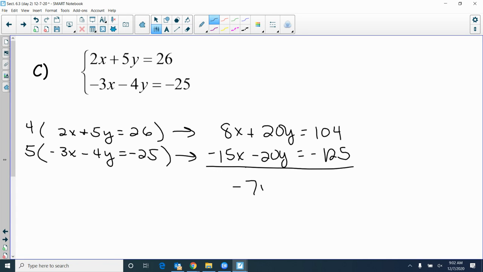I get a negative 7x. Those add up to 0. And what do I get there? Negative 21. Divide by negative 7. So what do I actually solve for first in this one? I solve for the x. And then when I plug in x is 3, what should I get for y? I should get 4. Does it matter which one you eliminate? No.